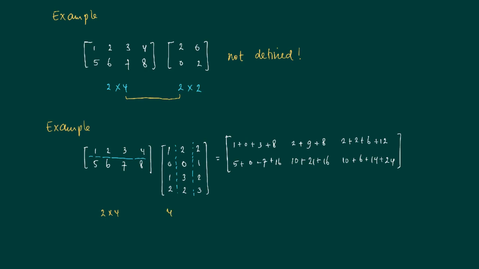And why is that? We could have concluded this before we started the calculations, because we can calculate the dimensions of the new matrix by just leaving out the inner dimensions. So we get a 2 times 3 matrix over here, and it's the matrix over here.